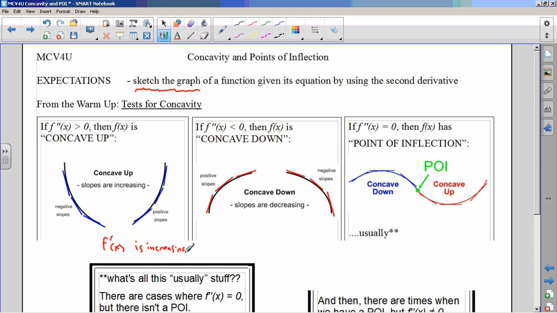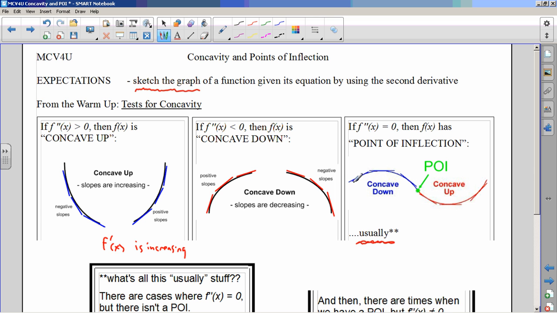You could think of it that way. The slopes are increasing. Same thing as concave down, frown, smile, and the slopes are decreasing. That's when the second derivative is negative. If f double prime at x is 0, then f at x has a point of inflection. Usually, it has a point of inflection. We'll talk about that soon, because not always is this true.